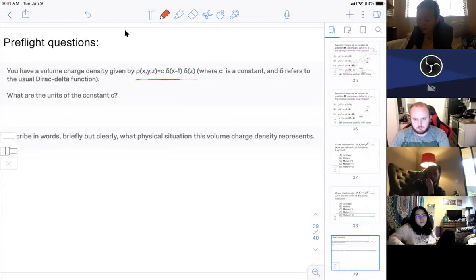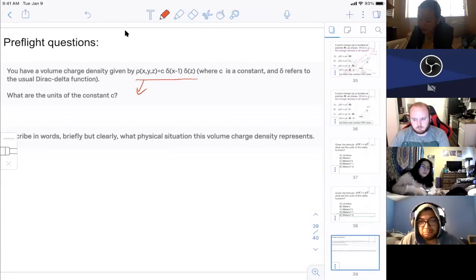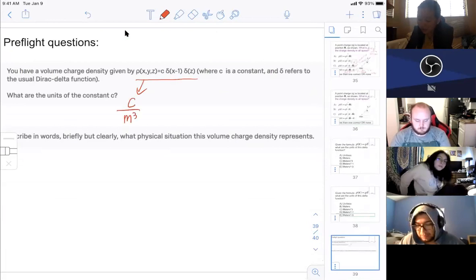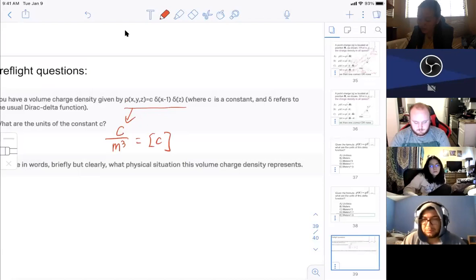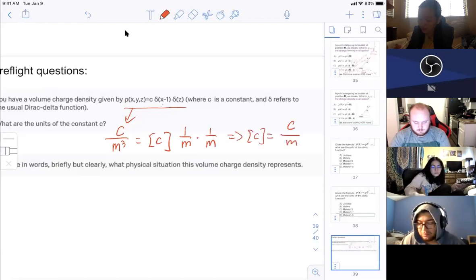Okay, so what are the units of the constant C? Let's do it together. A volume density has to be Coulomb over meter cubed. That's physically what we know. So what C has to be in order for this to be true: a delta function here is 1 over meter, another delta function is 1 over meter, so this constant has to be Coulomb over meter. So this must be giving me some kind of line charge density right here.